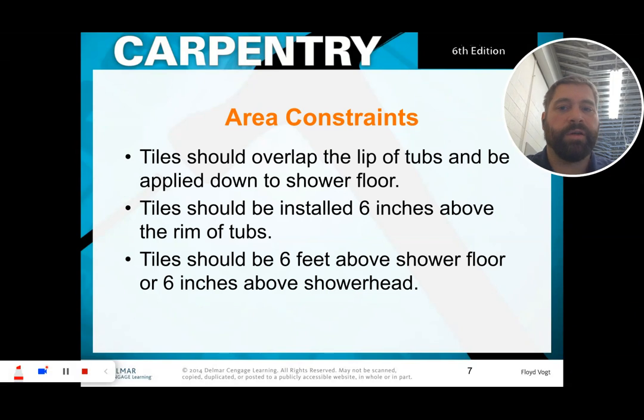Area constraints. Tiles should overlap the lip of tubs and be applied down to the shower floor. Right, this makes sense because you don't want a gap where water can get in. Tiles should be installed 6 inches above the rim of tubs, and tiles should be 6 feet above shower floor or 6 inches above the shower head. This is a good review. Maybe I'll ask you guys what the shower head should be set at because I know we went over that last year.